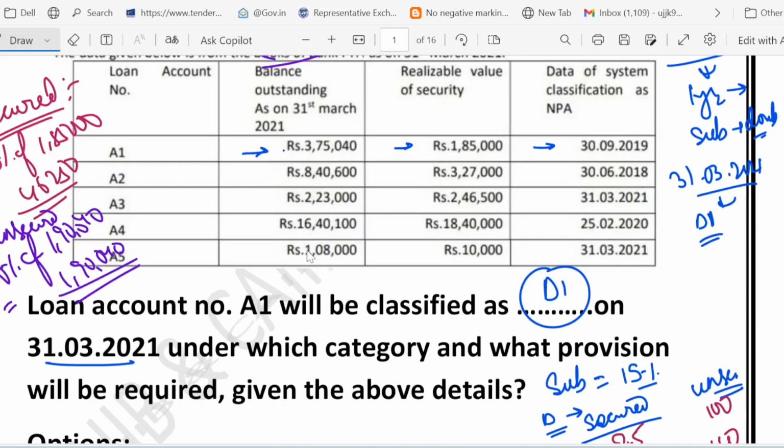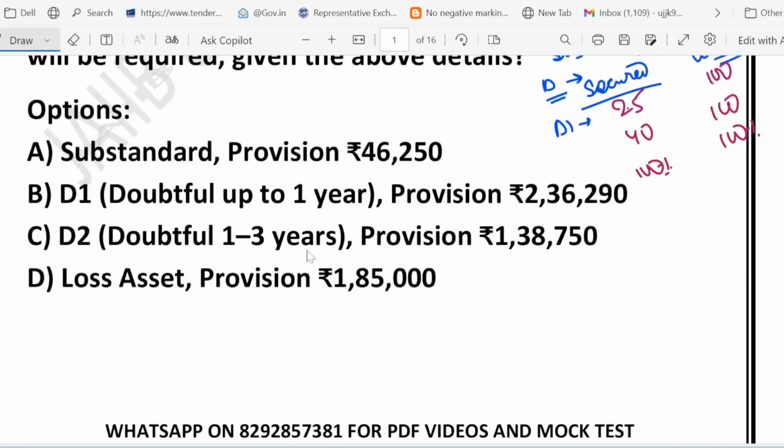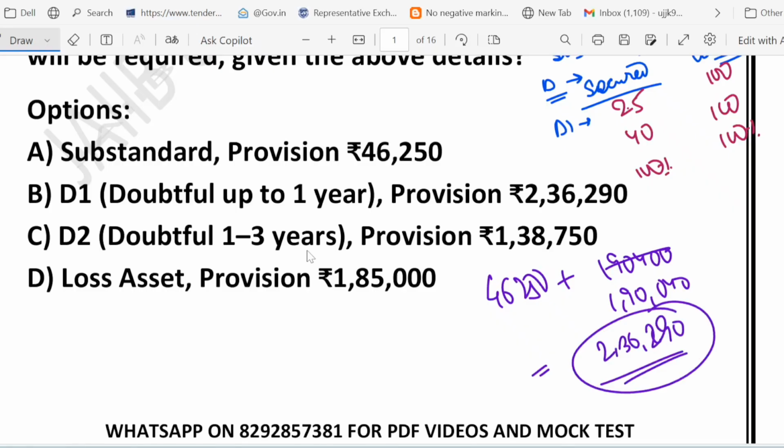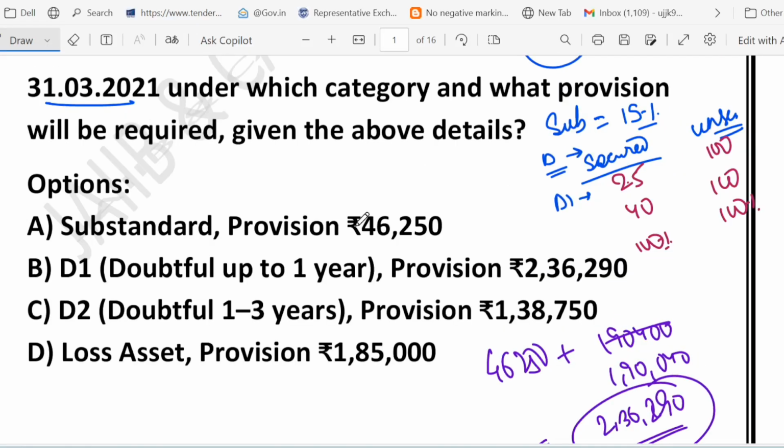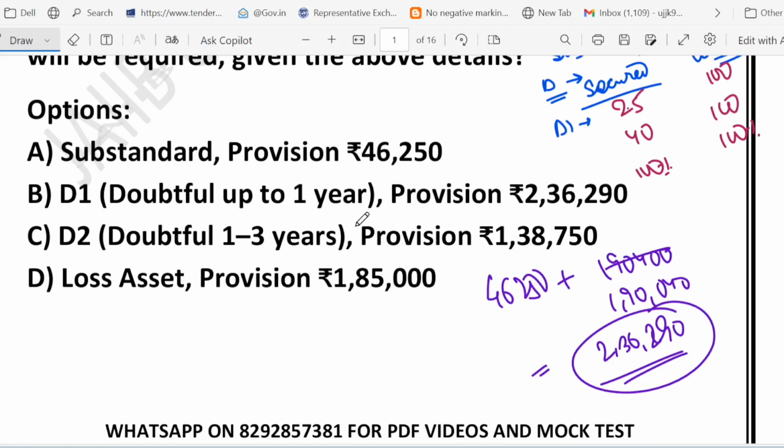1,90,040. So total provisioning is how much? Total provisioning is, you can think easily, 46,250 plus 1,90,040. So that would be 2,36,290. Right. This is the total provisioning. So now account A1 is in D1 category and total provisioning is 2,36,290. So the correct option is option number B.